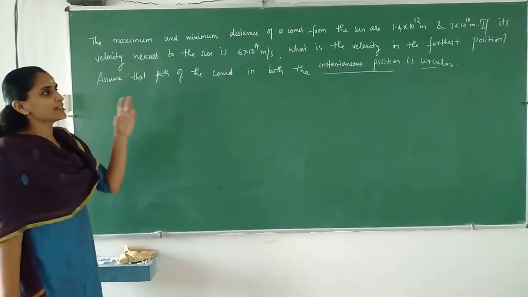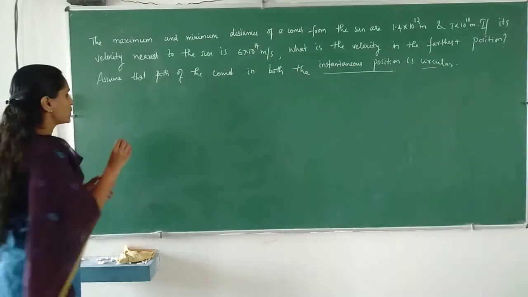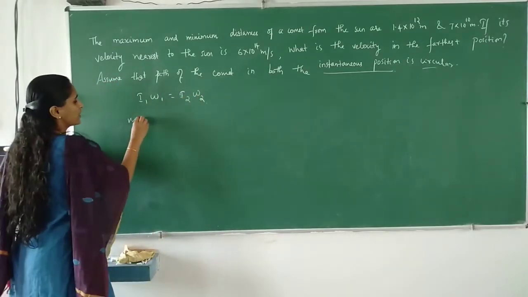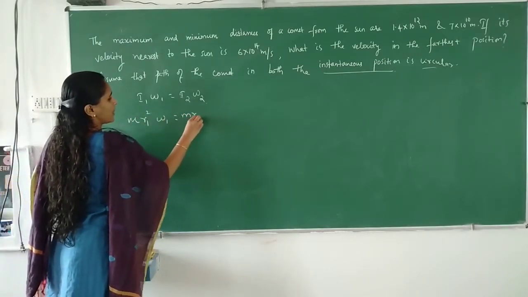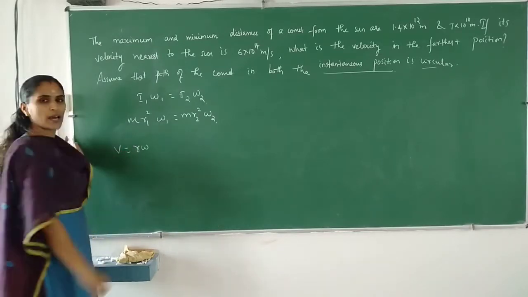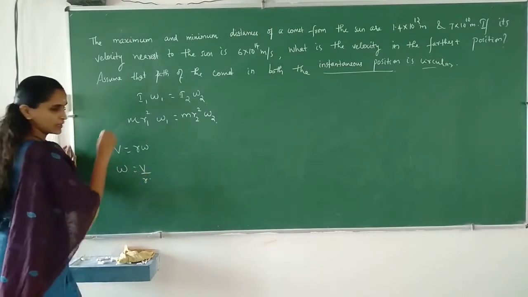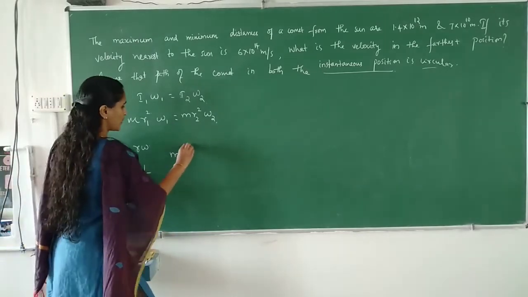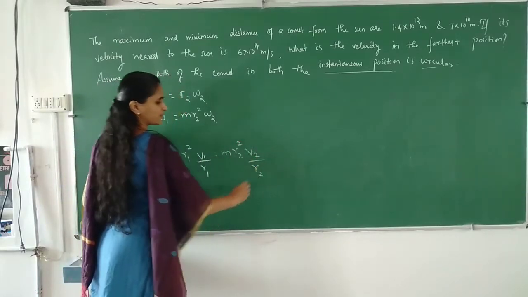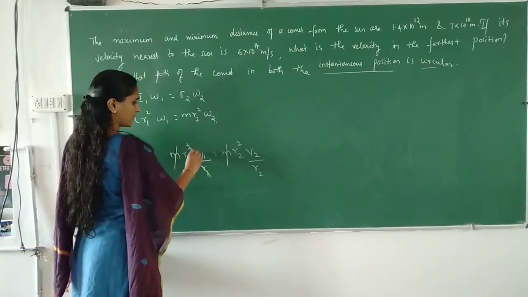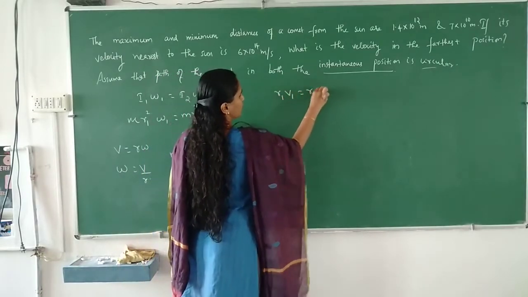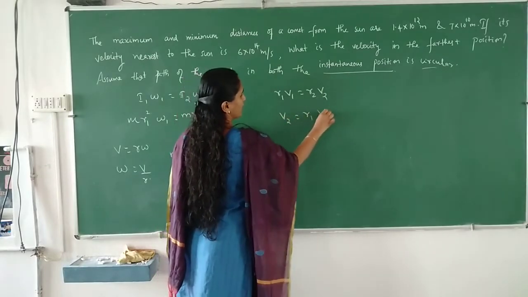Now, what do we have to find? We can assume angular momentum is conserved. So I1 omega 1 is equal to I2 omega 2. I can be written as mass into radius square. So m r1 square omega 1 is equal to m r2 square omega 2. But you know the relation between linear velocity and angular velocity, v is equal to r omega, so omega is equal to v by r. So m into r1 square into v1 by r1 is equal to m into r2 square into v2 by r2. M can be cancelled. So what you get is r1 v1 is equal to r2 v2. So for v2 you have to find r1 v1 by r2.